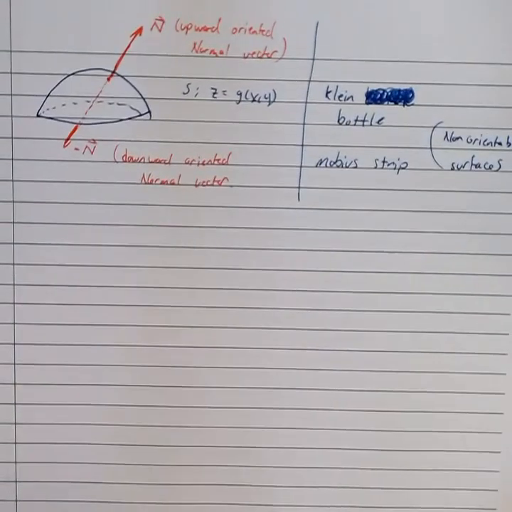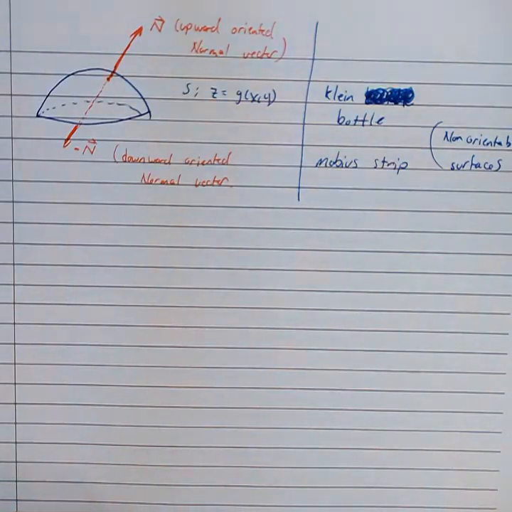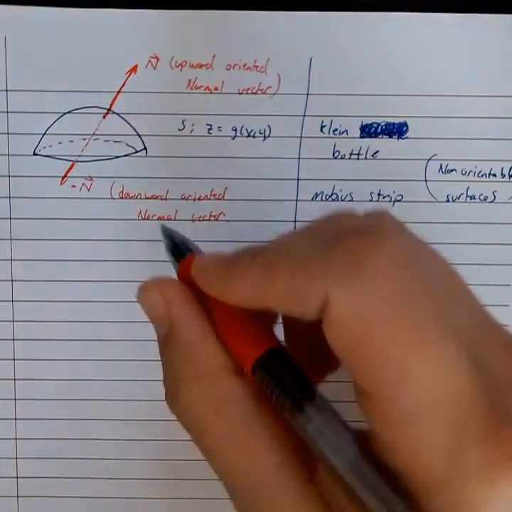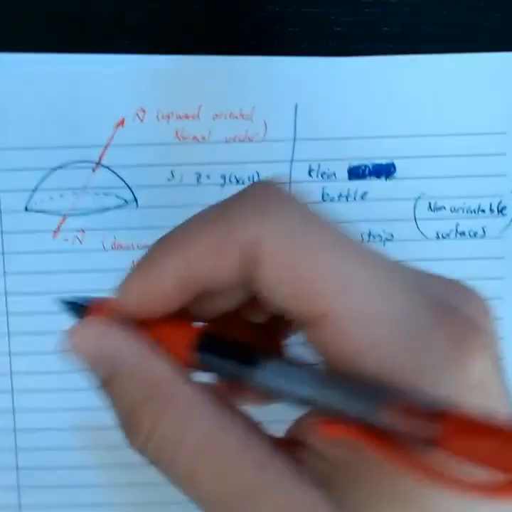Okay. Now, how do you find this normal vector? Well, it's the same normal vector that we saw in a previous section. Namely, it comes from the gradient. So here, if we say z is equal to g of x comma y, we can write this as follows.